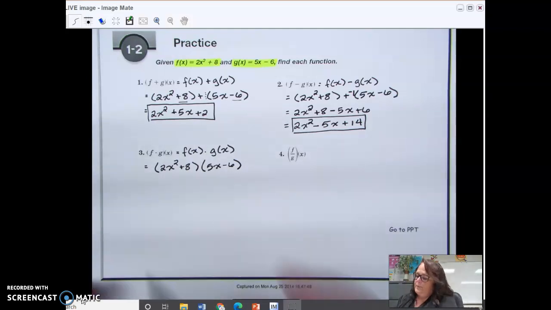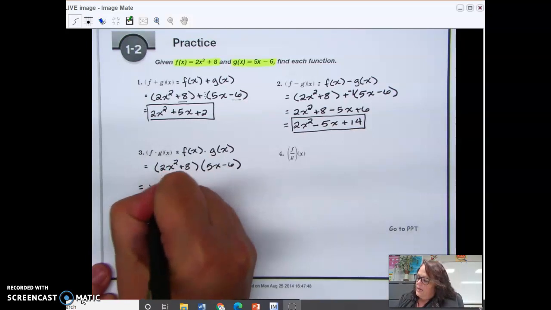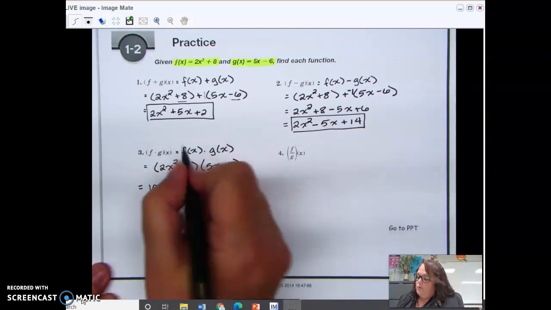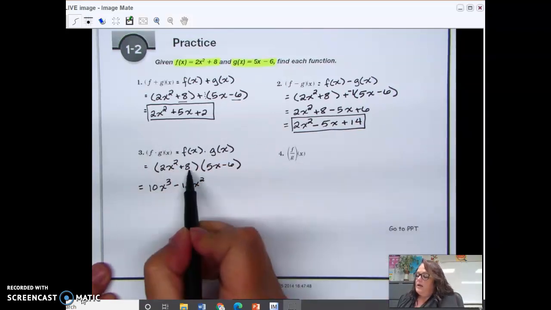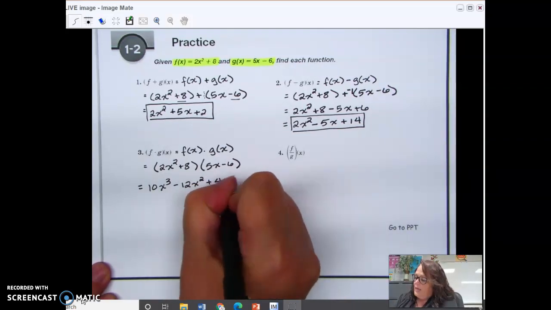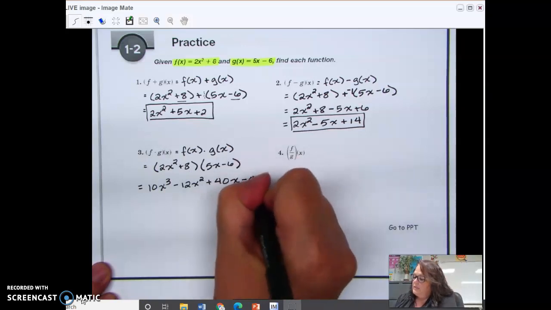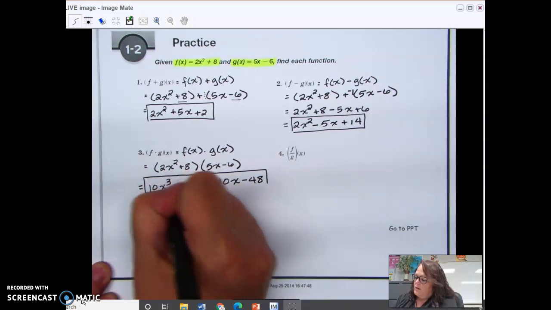They're both the same. So if I distribute the 2x squared to the 5x, that gives me 10x cubed. And then distributing the 2x squared to the outer, which is -6, is going to give me -12x squared. And then to my inner, 8 times 5x is going to give me 40x. And then my last +8 times -6 is -48. So this is the product of the two.